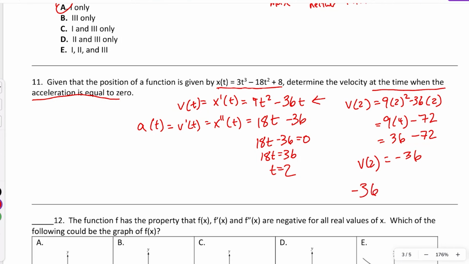What are our units here? It doesn't even give us units, so we're just going to go ahead and say it's negative 36. Normally it'd be something like meters per second or miles per hour, whatever units are given, but this one for whatever reason did not give any units, so we don't want to just arbitrarily place some units on top of it.